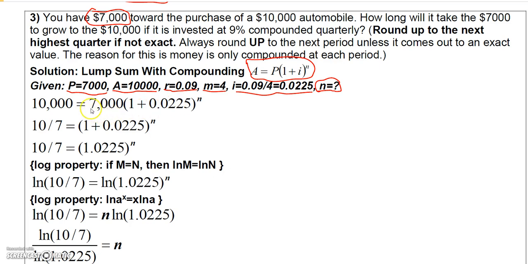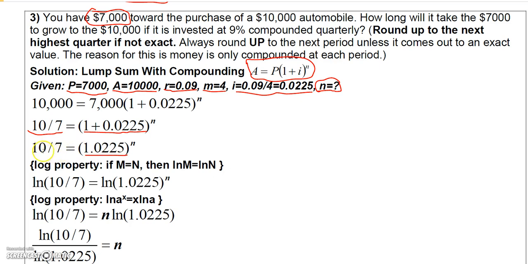Well, then I'm going to divide both sides by 7,000. So if I divide this side by 7,000, it'll just cancel the 7,000. And then if you divide 10,000 by 7,000, you'll get 10,000 over 7,000. But I went ahead and reduced that to 10 over 7. So I get 10 over 7 equals 1 plus 0.0225 raised to the N. Now since I can add these two numbers together, I'll just go ahead and write that as 1.0225 to the N.